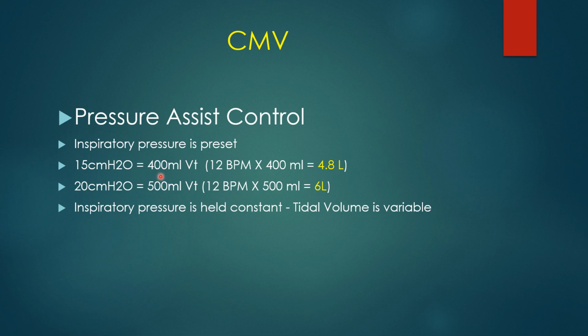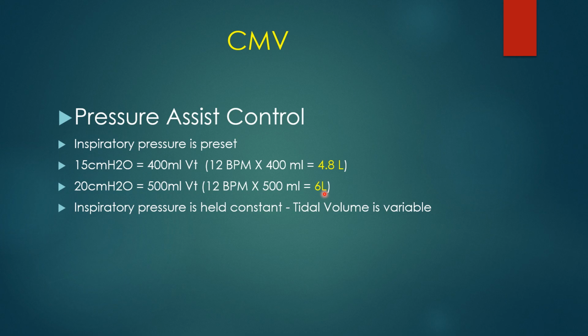Well, the doctor ordered 500, so what am I going to do? How can I get 500? I'm only getting 400. Well, I just turn up the pressure. So I turn up the pressure from 15 up to 20. And now I look at the ventilator, and the ventilator is reporting 500 tidal volume. So I'm there. I've followed the doctor's orders. So now he's getting 12 breaths per minute times 500, 6 liters a minute.